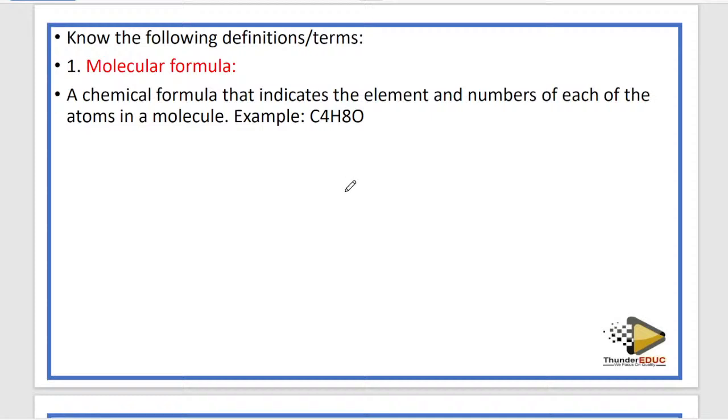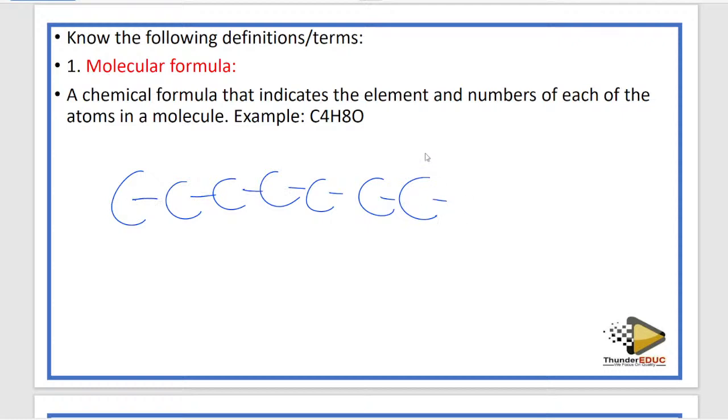When we talk about the molecular formula, you have to condense everything. How many carbons do you have? For example, 1, 2, 3, 4, 5, 6, 7. And then you have hydrogens throughout. Now you put your hydrogens there.